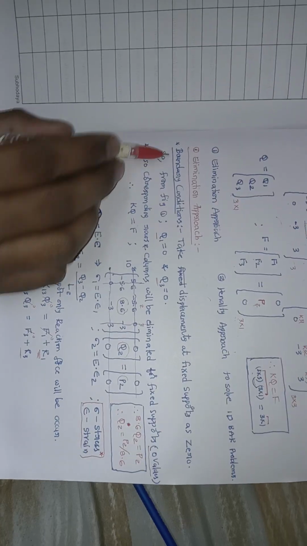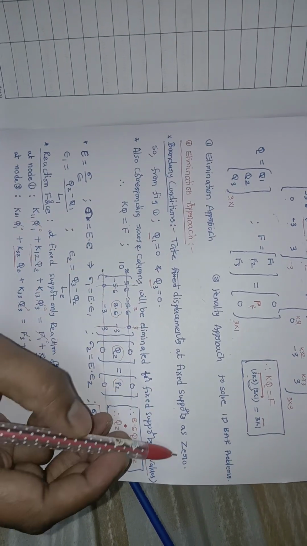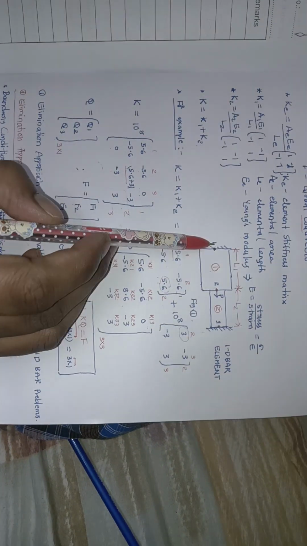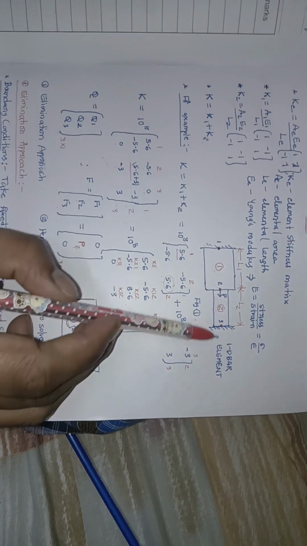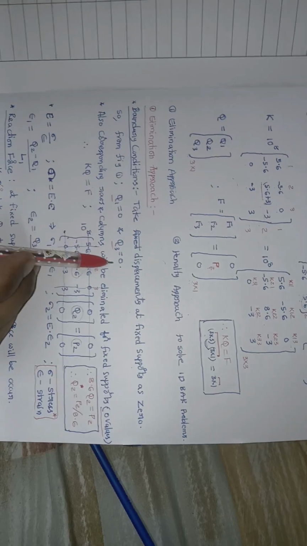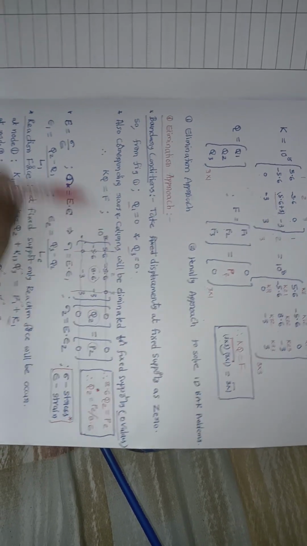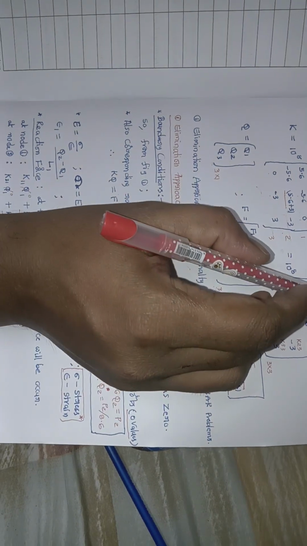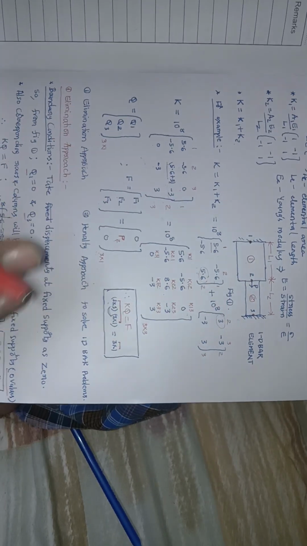So here first of all you have to take the boundary conditions. So take displacements at fixed supports as 0. Here 1 and 3 are fixed supports. So at these places the displacement value will be 0. So Q1 = 0 and Q3 = 0, right? Then remaining at the second point only, you will get some displacement, that is Q2 only will have some value.